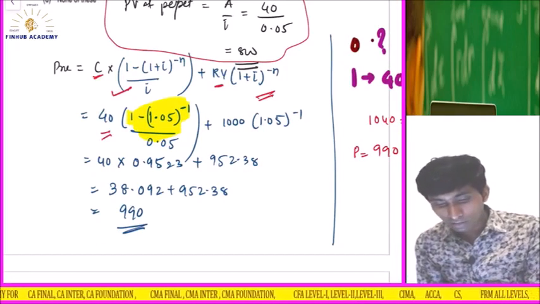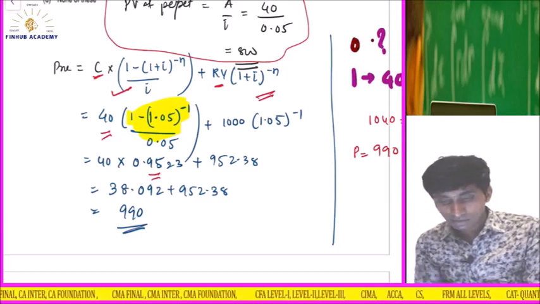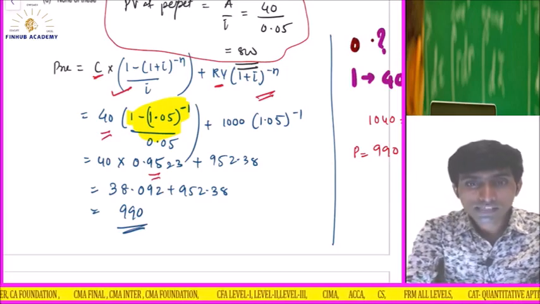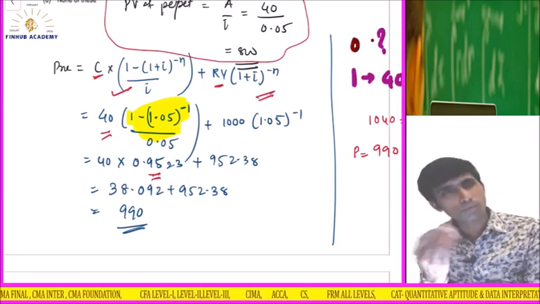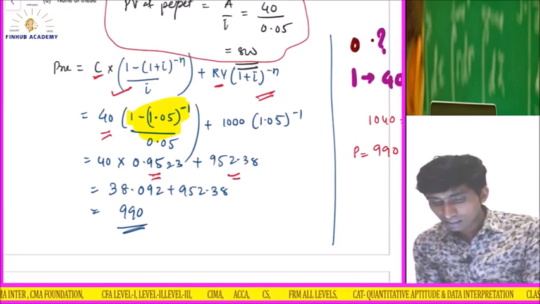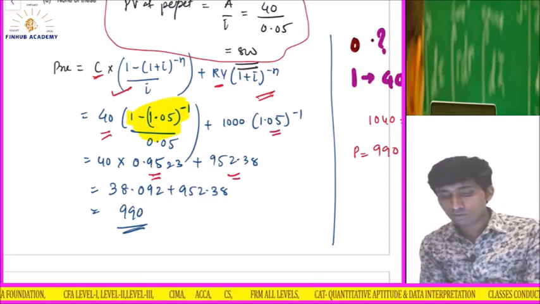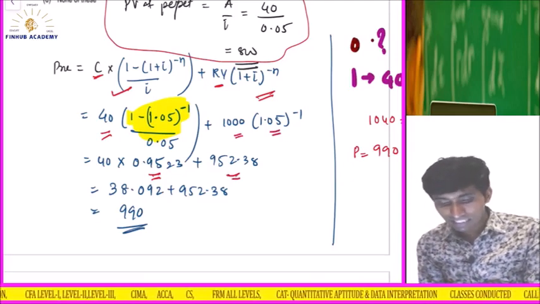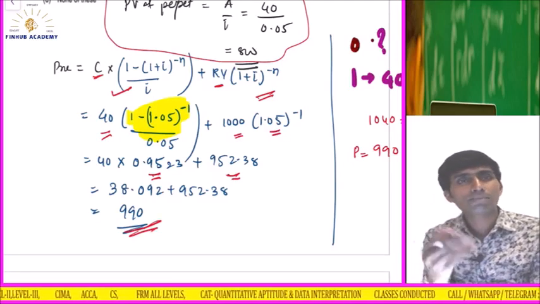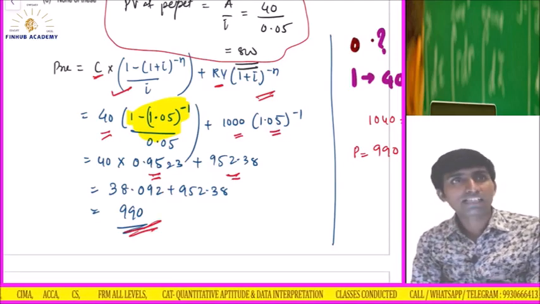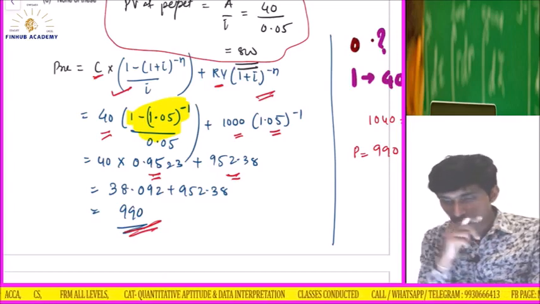So 40 multiplied by the annuity factor: 1.05 divided equals to gives the annuity factor 0.9523, and 1.05 divide equals to multiplied by 1000. I have calculated this. When I take the total, it comes to 990. They are saying 984. This is a rounding off difference. That much compromise we will have to do. We can't help it. So this is how it will be solved.